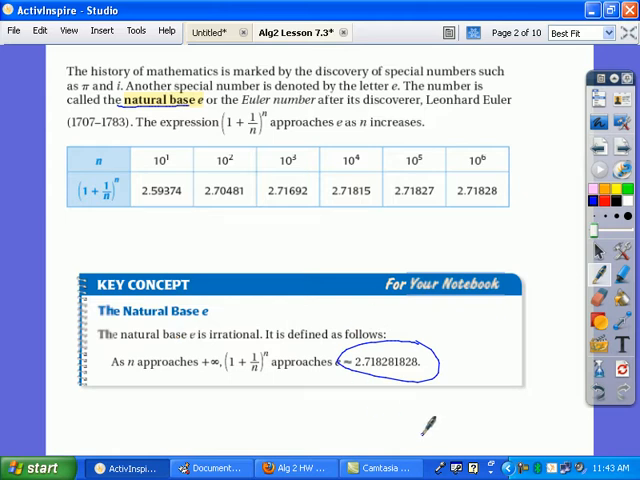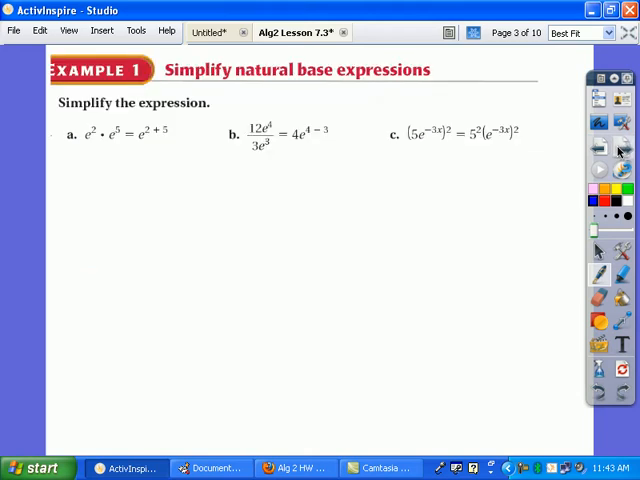It's named e after its founder, Leonard Euler. Starts with an E, though. All of our rules still apply. e is just a number. Don't discriminate. Don't be freaked out. So if I have e squared times e to the fifth, the rule says we add the exponents, so this is e to the seventh.